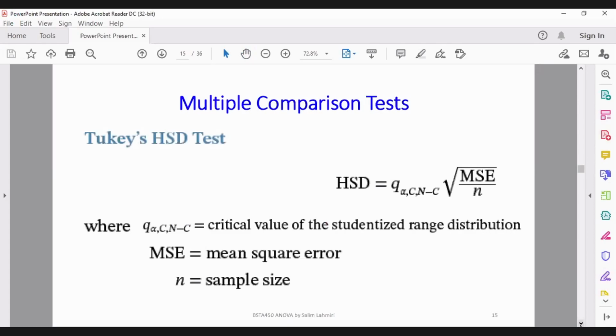Tukey's HSD test. The HSD statistic is equal to Q alpha, C and nu, multiplied by the root of MSE over n, where Q is a critical value of the studentized range distribution, MSE is the mean squared error, and n is the sample size. And you get your corresponding Tukey's HSD statistic.